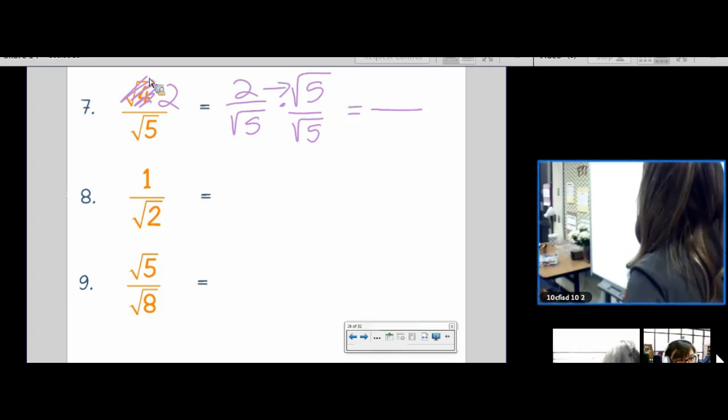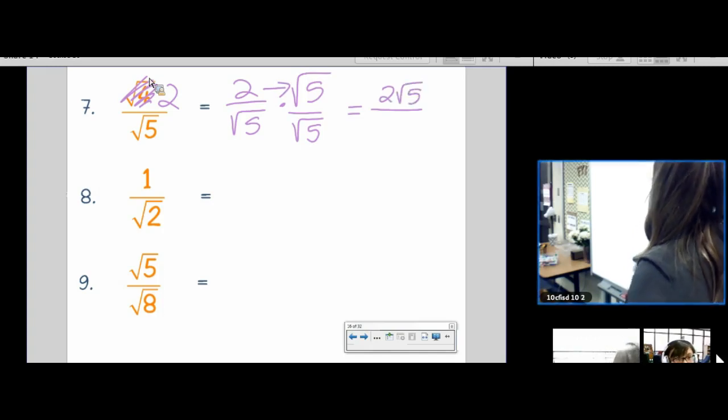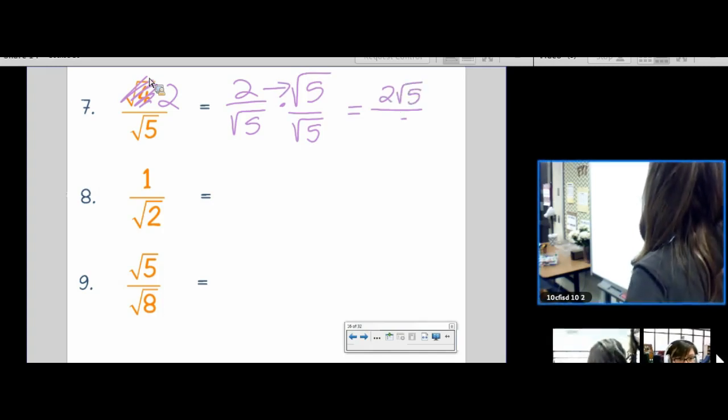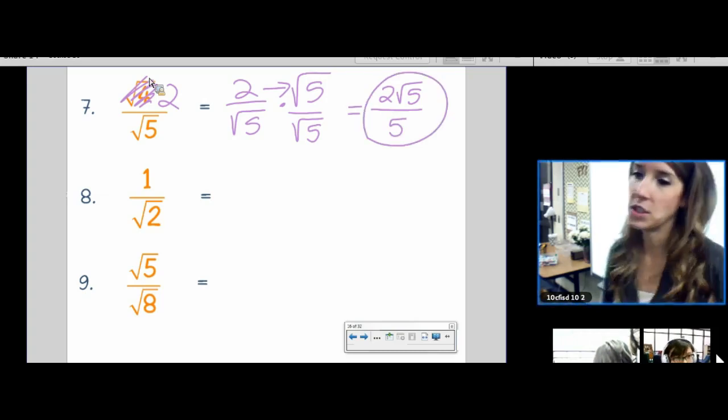2 times square root 5 is 2 root 5. Square root 5 times square root 5 is 5. Final answer, 2 root 5 over 5.